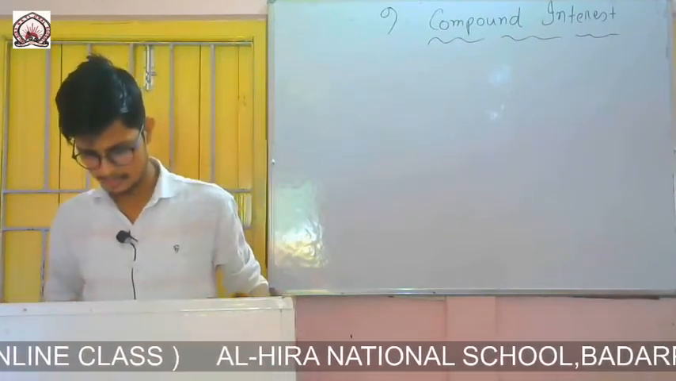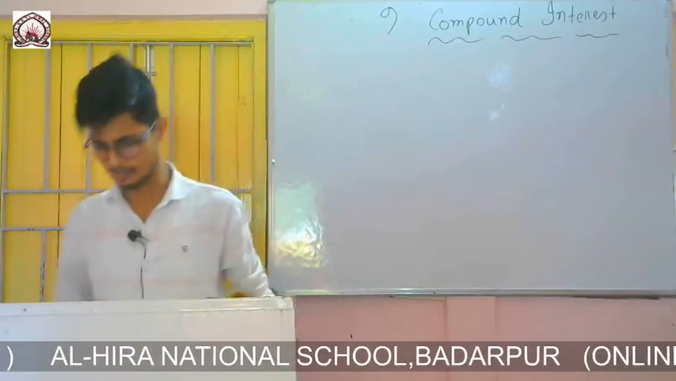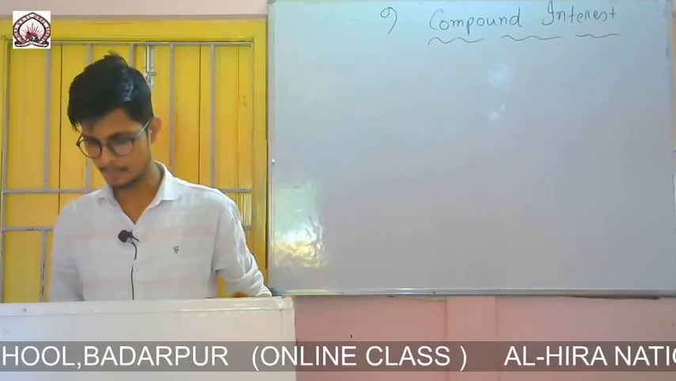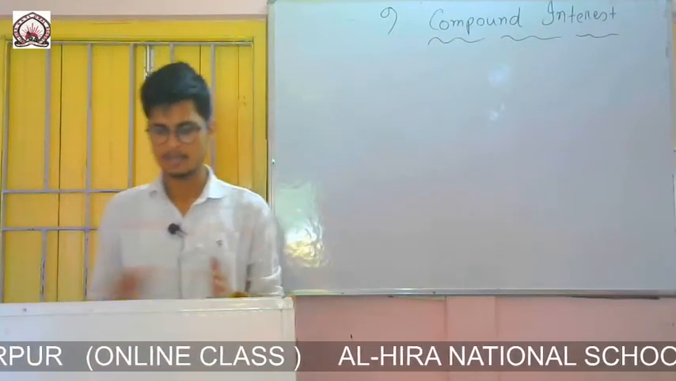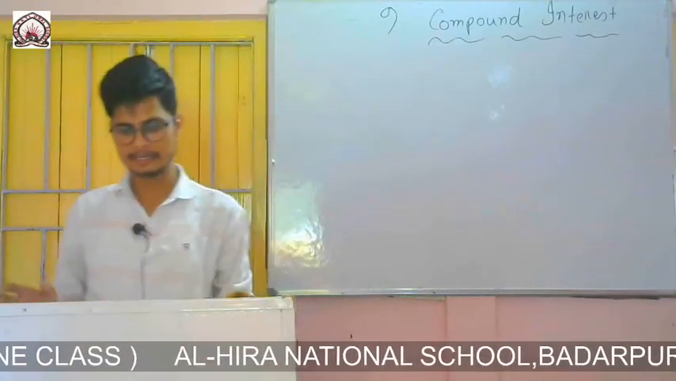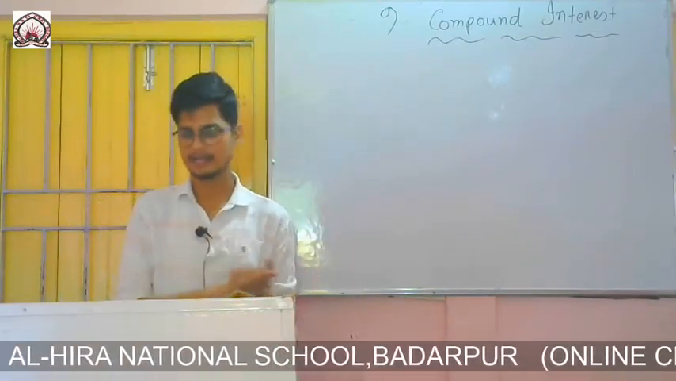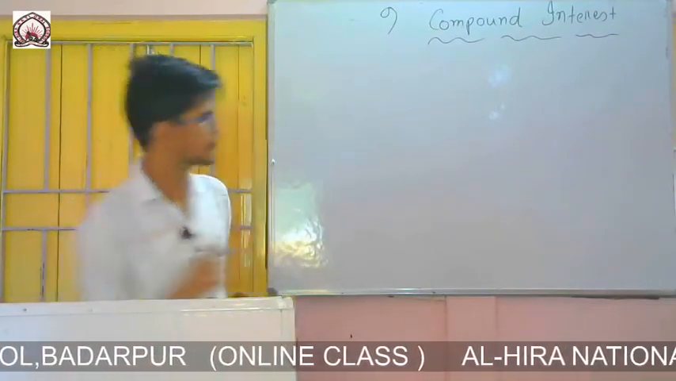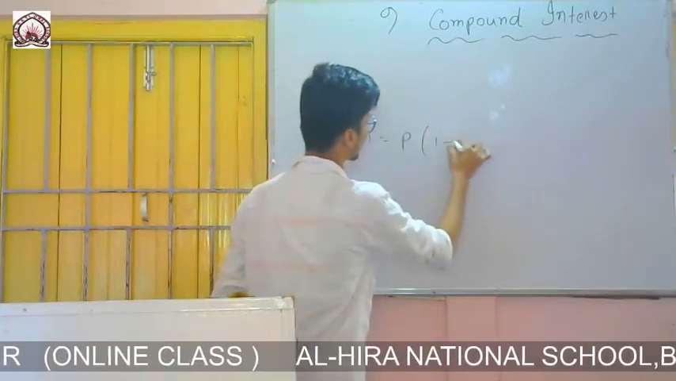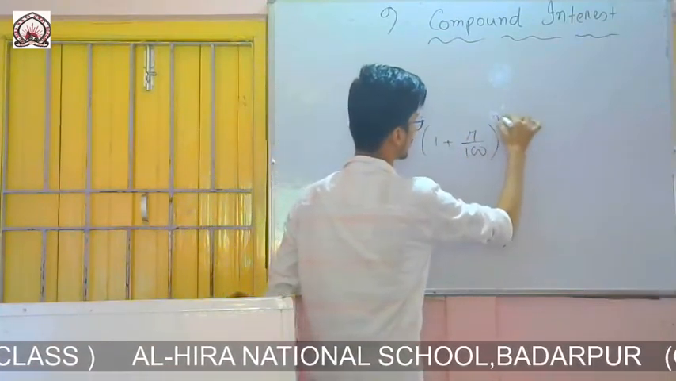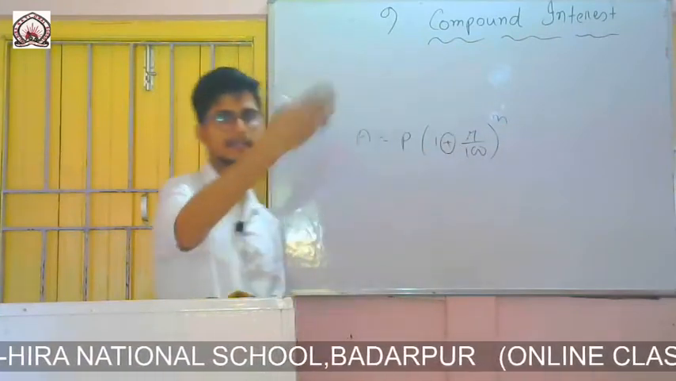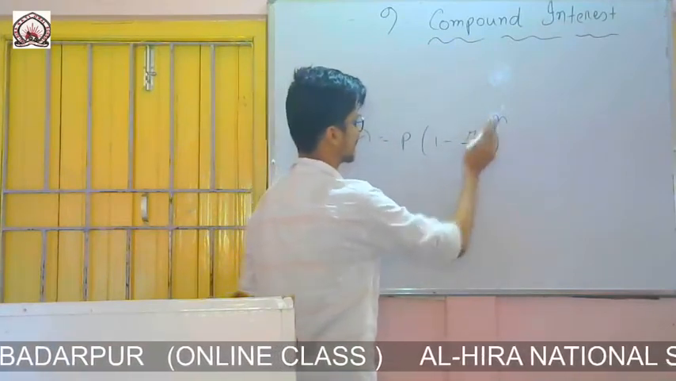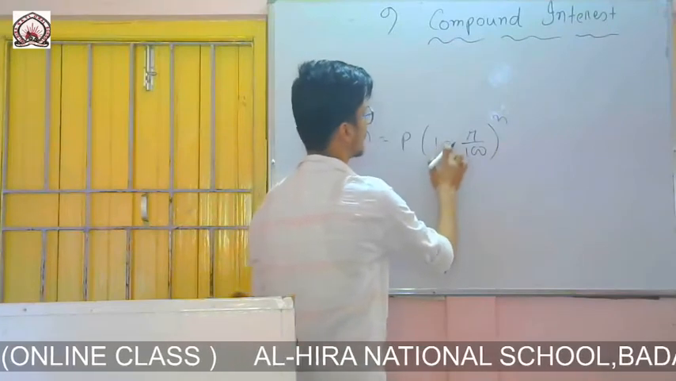Question number 9 is: a district contains 64,000 inhabitants. If the population increases at a rate of 2.5% per annum, find the number of inhabitants at the end of 3 years. Here the population is increasing, and in my earlier class I discussed growth and decay. Whenever growth is there, we use the plus sign in the formula: Amount equals P into 1 plus R by 100 to the power n. If there is decay, for example number of people dying, or anything decreasing, then we will use the minus sign.